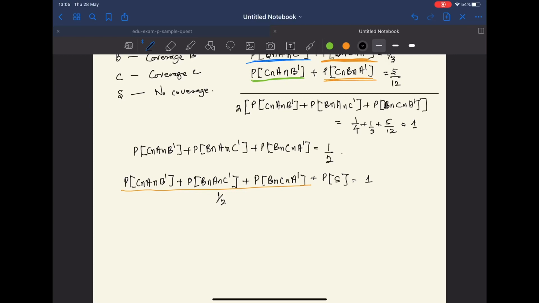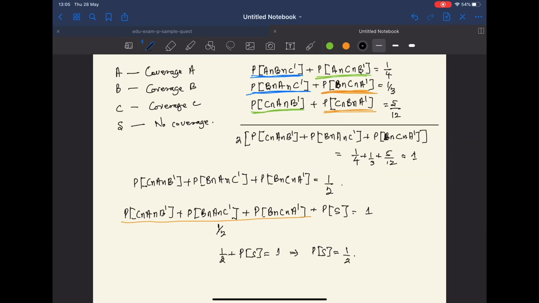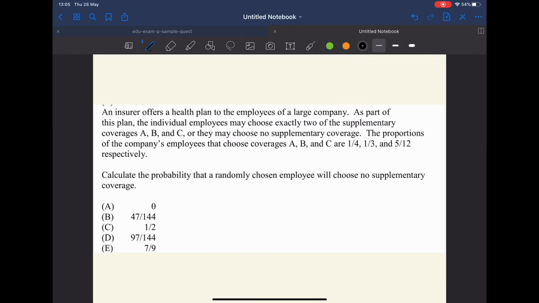So we can say that 1 over 2 plus P of S equals 1, which implies that P of S equals 1 over 2. So we can see that the probability of not choosing a coverage is 1 over 2, which is our answer, choice C.